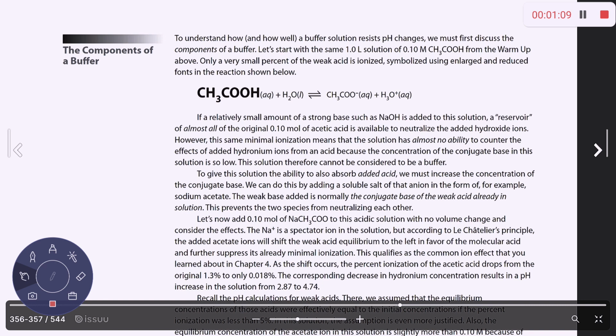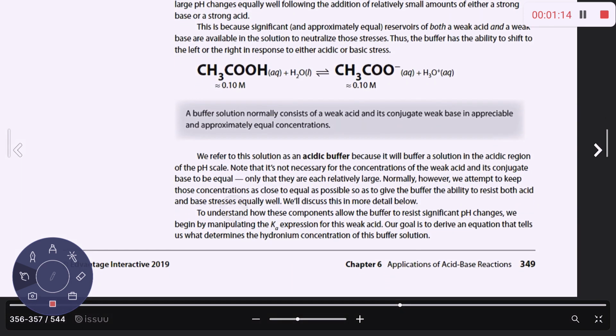Let's move this. Okay. Let's see. I'm just looking for the highlight here. Here we go.